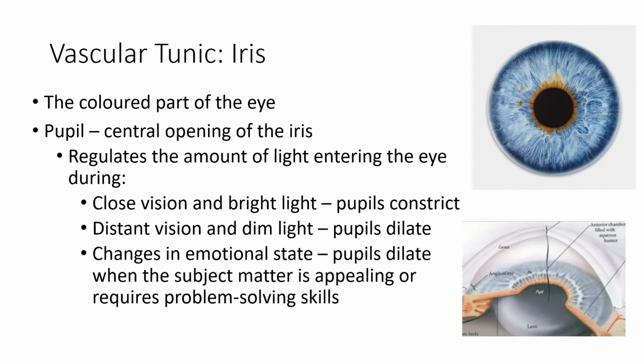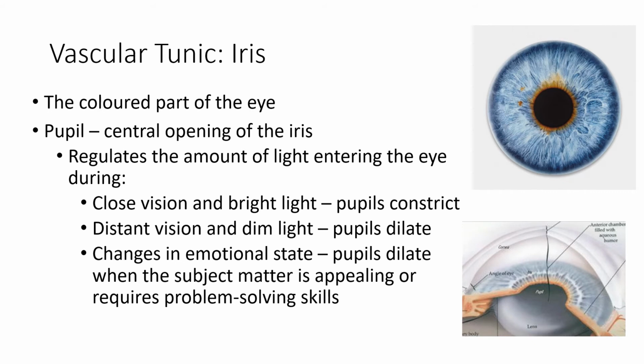It's just the hole. If you're in a situation where there's very bright light, the pupils are going to constrict, but that also happens during close vision. So if you're reading something up close, your pupils will constrict. For dim light situations, the pupils are going to dilate to let in more light, and the pupils will also dilate when you're looking at something that's very, very far away.